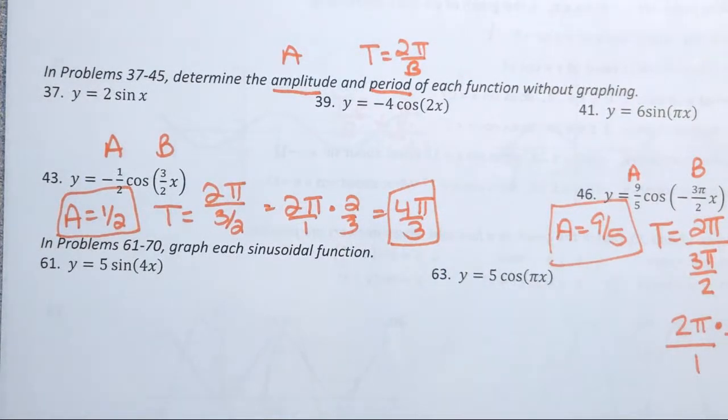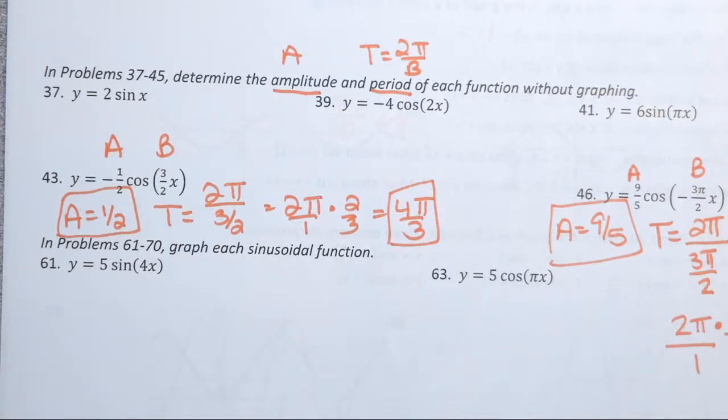So let's talk about it again. Remember, it's 2 pi divided by the b. My b is 3 over what? 3 over 2. So I take 3 over 2, I'm going to flip it, and I get 2 over what? 3. You got to flip it. Top times top is 4 pi. Bottom times bottom is 3. It's 4 pi over 3.